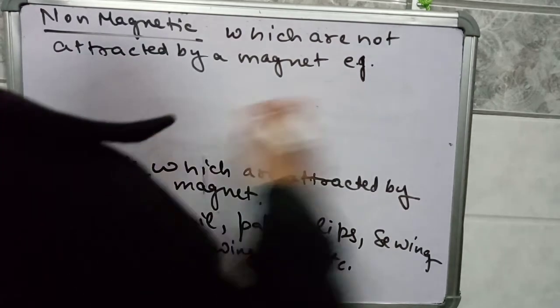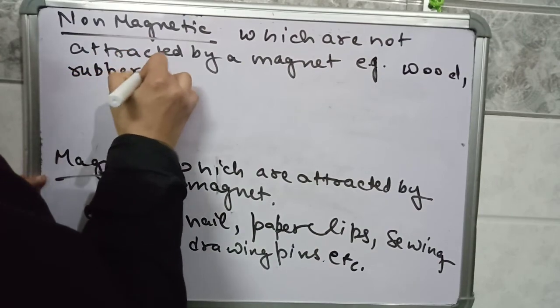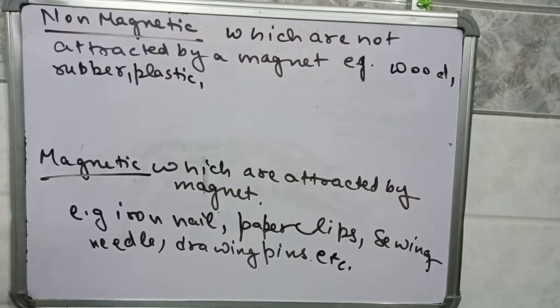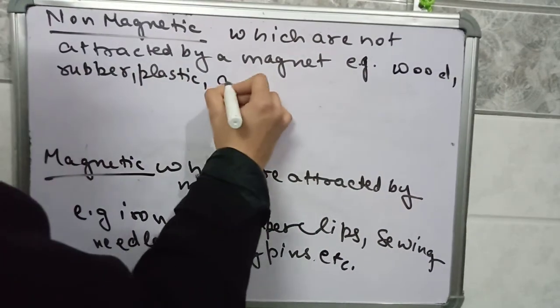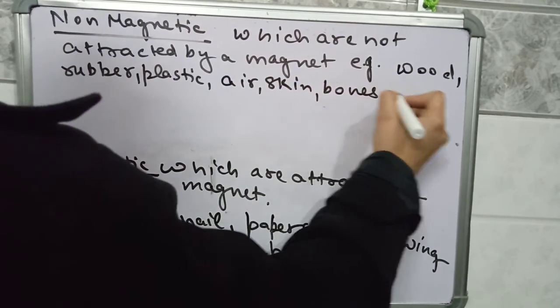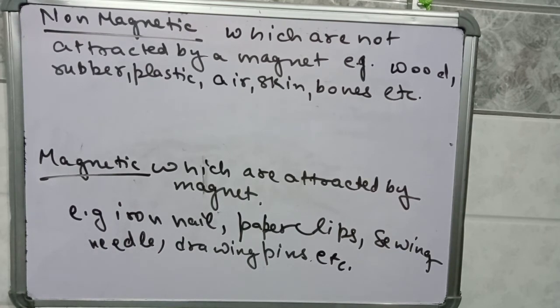For example, wood, rubber, plastic, right? Wood, rubber, plastic, air, skin, bones, etc. Sofa, wooden almirah. So all these are non-magnetic materials because they are not attracted by the magnets. Okay. Similarly, shoe, right? Pencil, eraser, copper wire, right? Shaving creams. All these are non-magnetic materials.